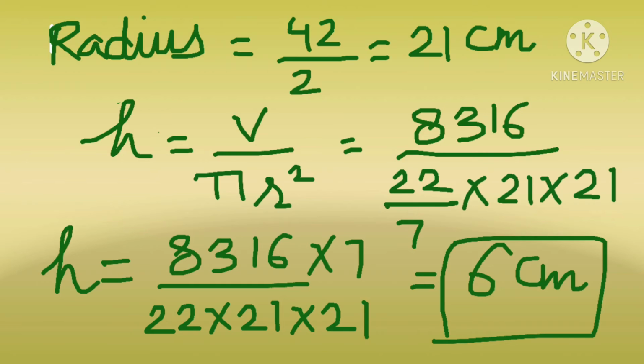We'll get 8,316 upon 22 by 7 into 21 into 21. And now 7 will be shifted in numerator. We will get on calculation 6 centimeter. So height of the cylinder will be 6 centimeter.